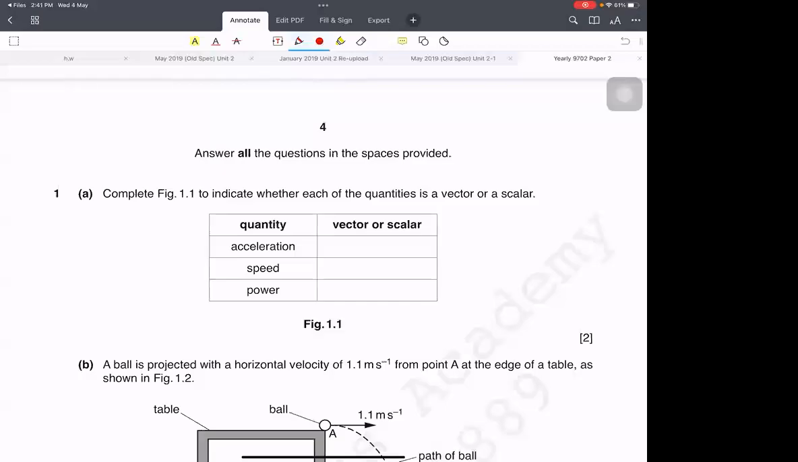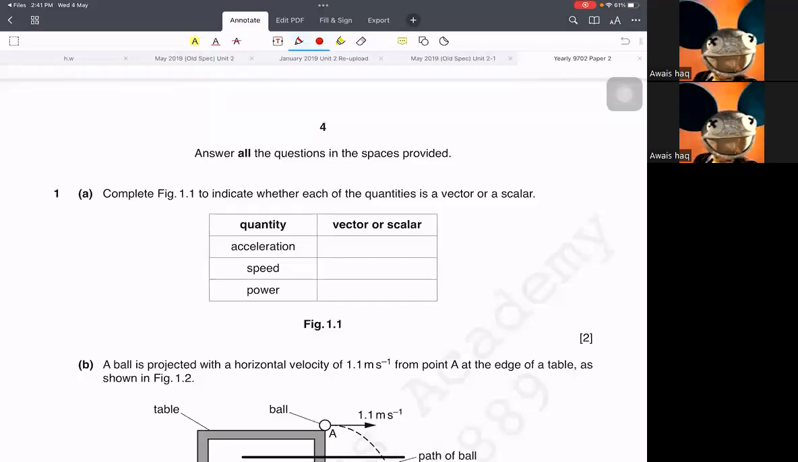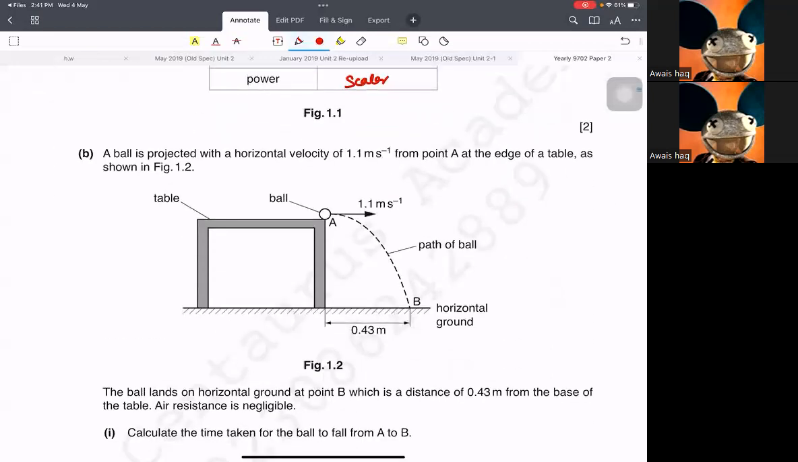So let's start. The first value is a scalar. This is vector, this is scalar, and this is scalar as well. Now, the first thing you check is that it's a horizontal velocity. So you have ux to be this, and uy to be zero.